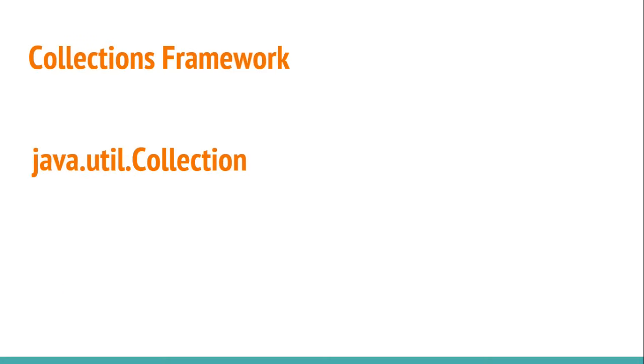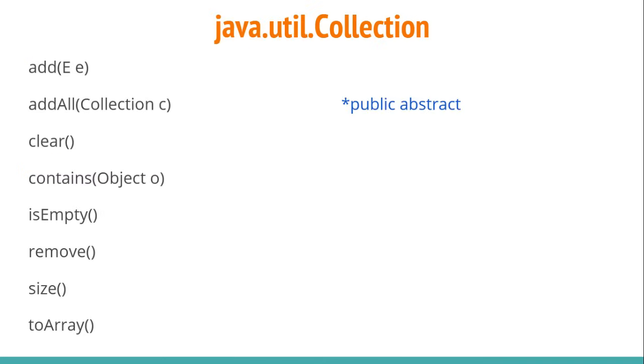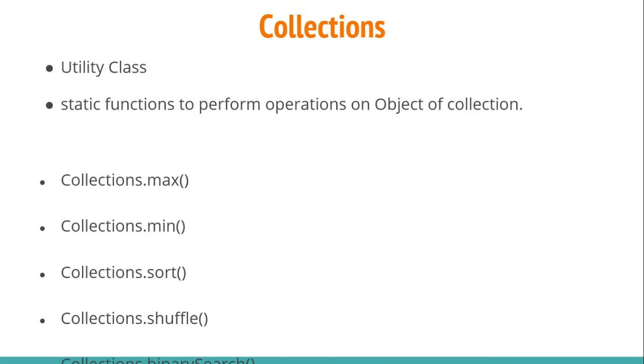So we had a detailed discussion in the first session about the collection framework, the java.util.Collection class that has all these methods, and all the methods are public abstract. Now java.util.Collection is an interface. Moving on to Collections, that is different from Collection. Collection is the root interface of the framework, and Collections is a utility class that provides static functions to perform operations on objects of collection, and these are all the static functions provided.